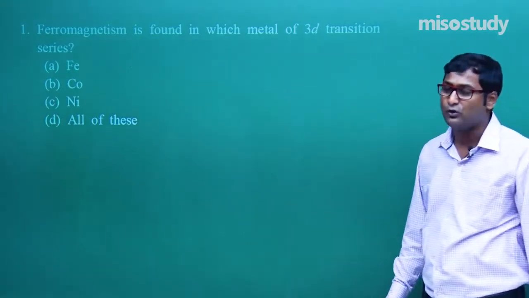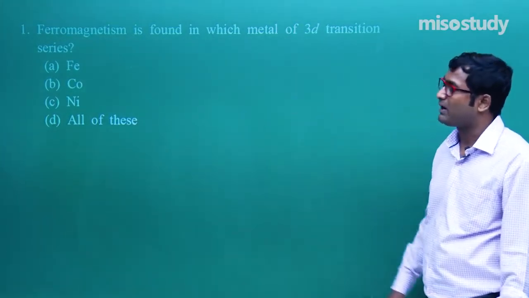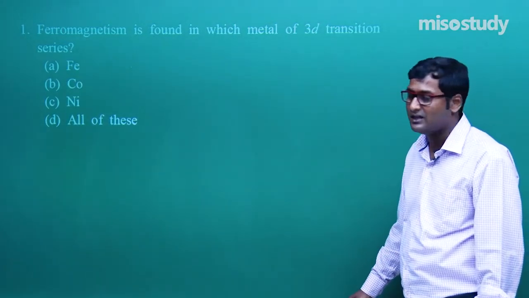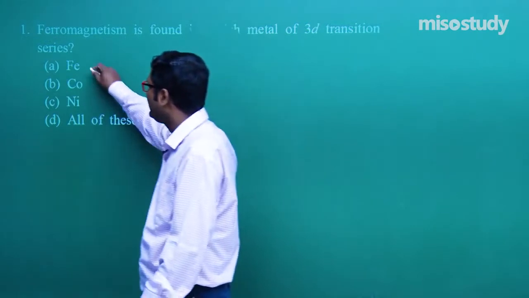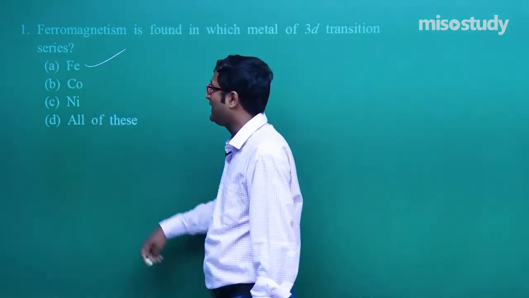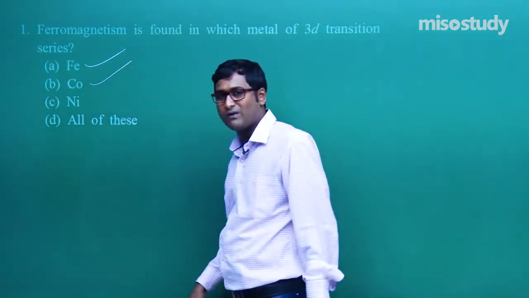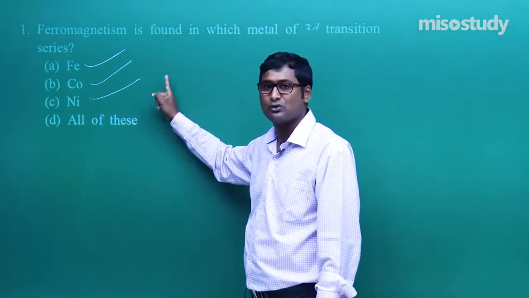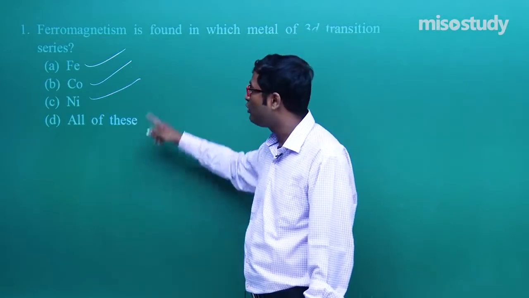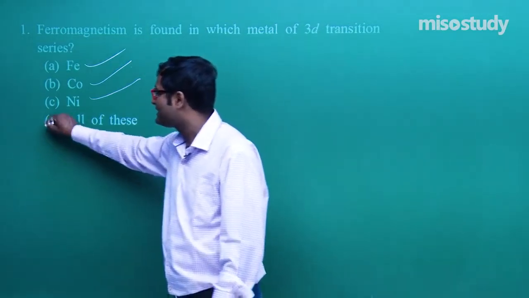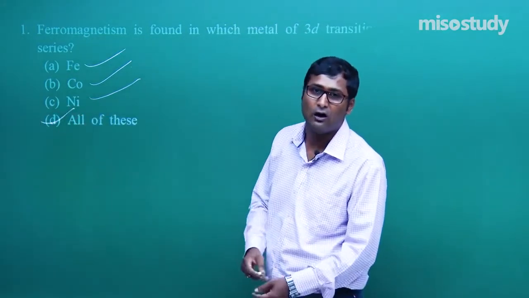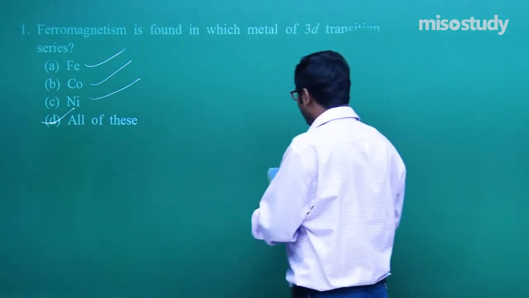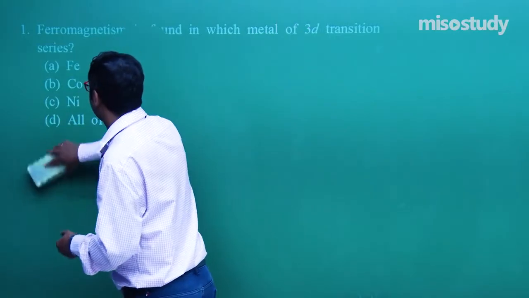And as I told you earlier, ferromagnetism is found in which metal of the 3d transition series? Fe can show ferromagnetism, cobalt can show ferromagnetism, nickel can show ferromagnetism. I have discussed this question in solid state also. So for this, D is the correct option, all of these. Clear friend? Now I'm going to erase this part and we'll discuss the next question.